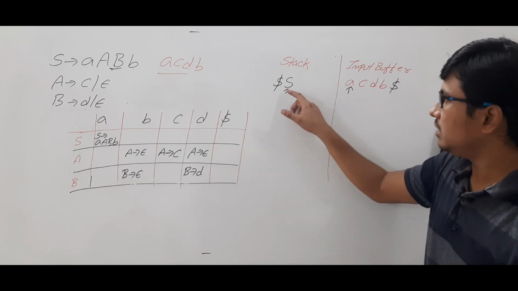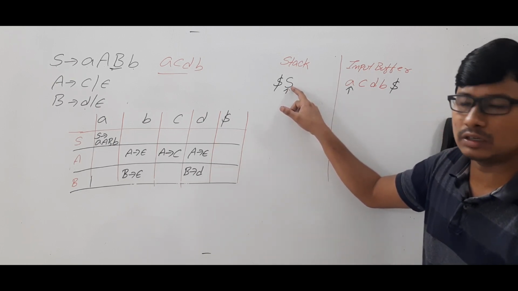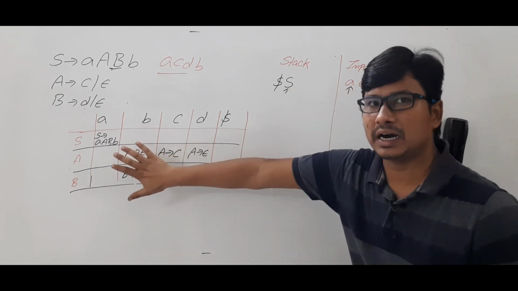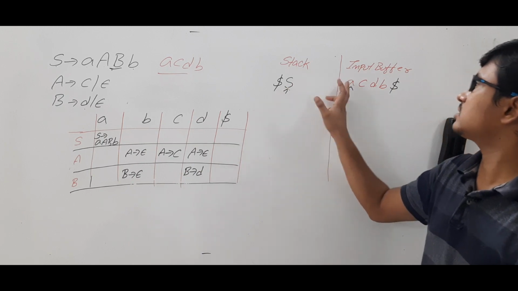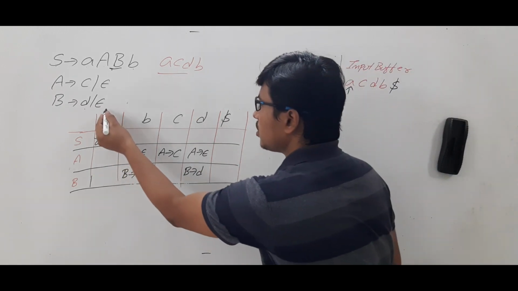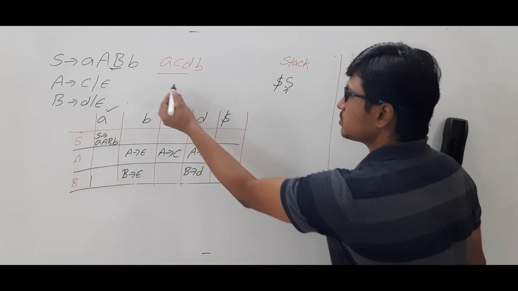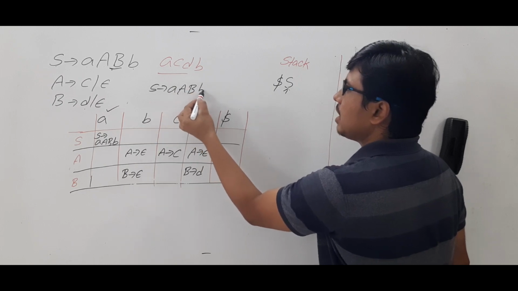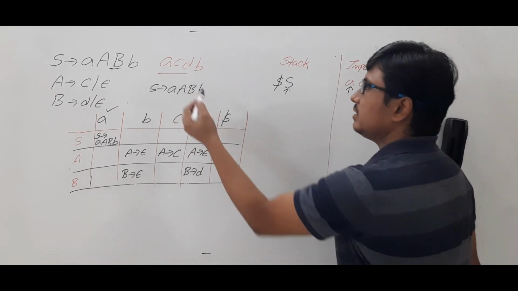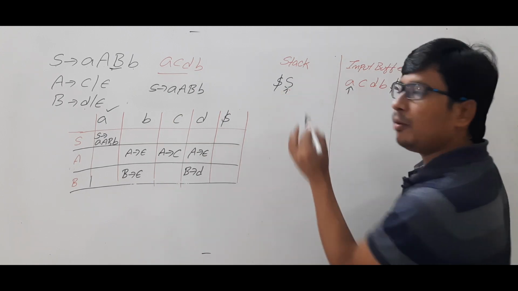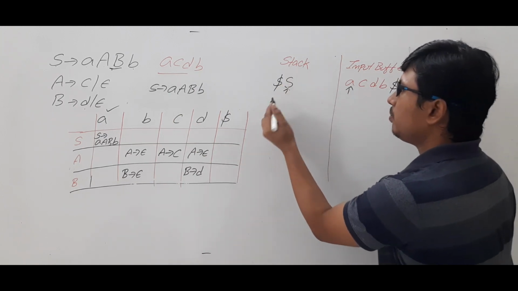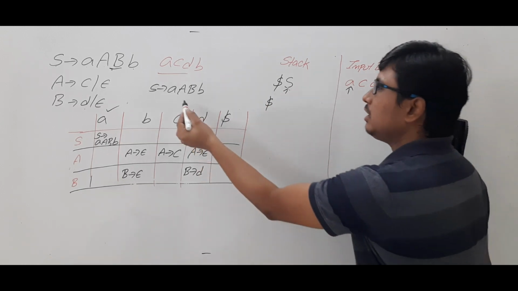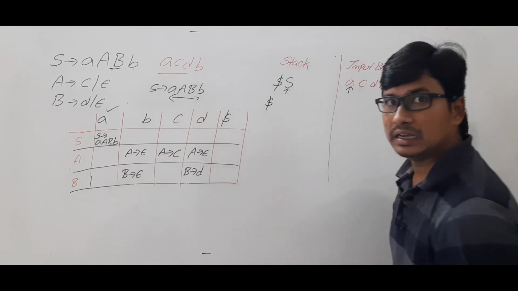Let me discuss again. Your top of the stack is a non-terminal and your input pointer is pointing to a terminal. So you need to look at the parsing table at this location, S on A. If you look at it, this production is there. What is this production? S goes to A B. Am I right or wrong? Yes, A B is there. So the first thing you will do is pop this S, and you will push this one in reverse.